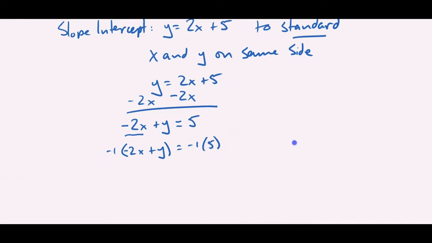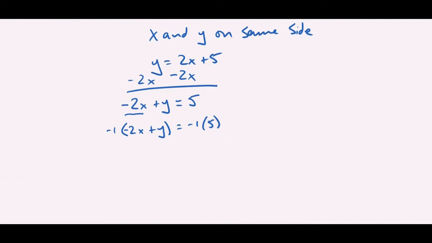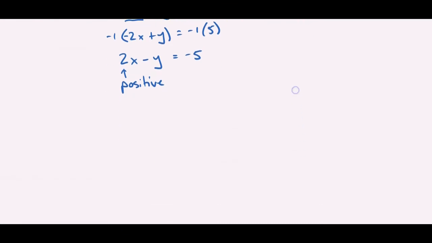So multiply both sides by negative 1, and we get to distribute this inside, so we get 2x minus y is equal to negative 5. Generally, I'd like to keep this first term positive. If it's not positive, I can multiply both sides by negative 1.